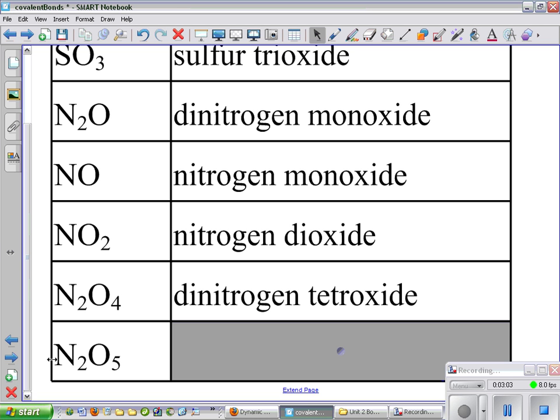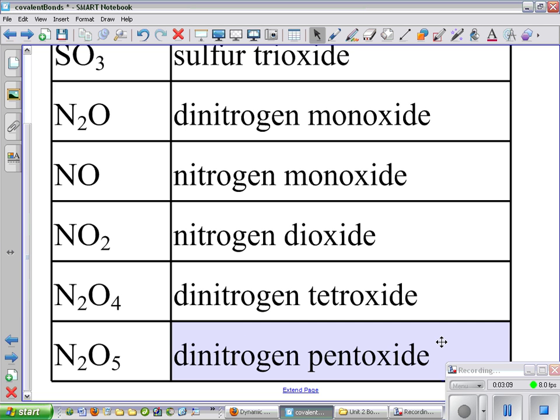And 2 in front of the nitrogen, so dinitrogen again. 5 for the oxygen, so pentoxide. And that is how you name covalent compounds.